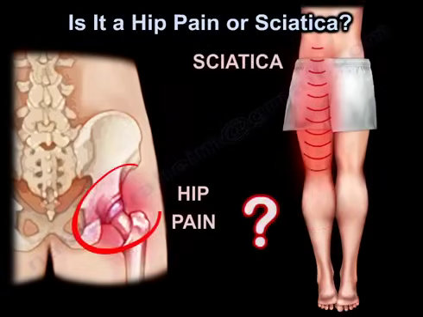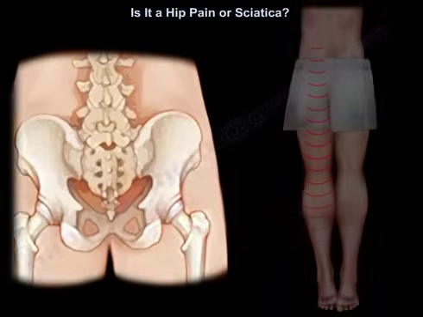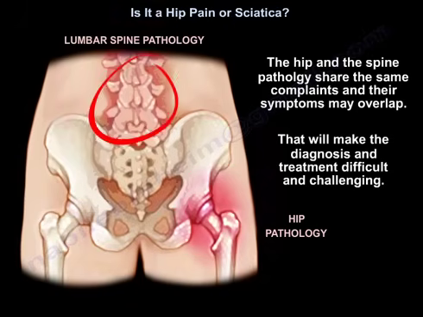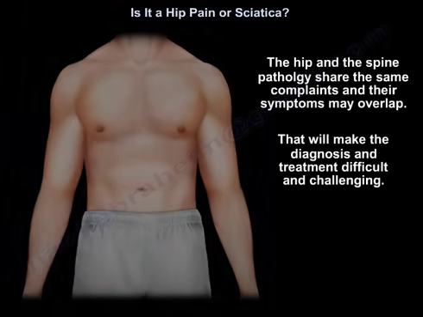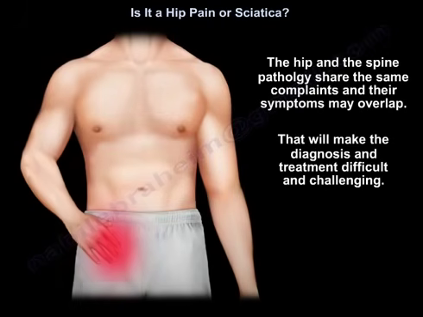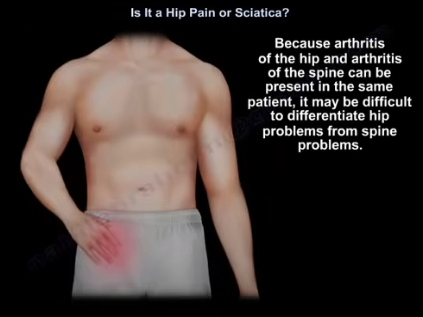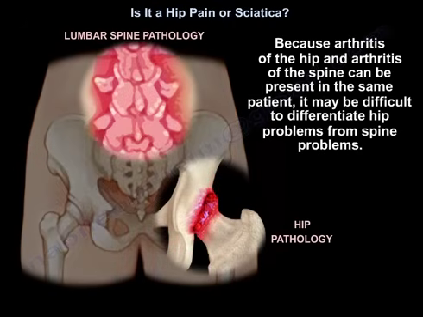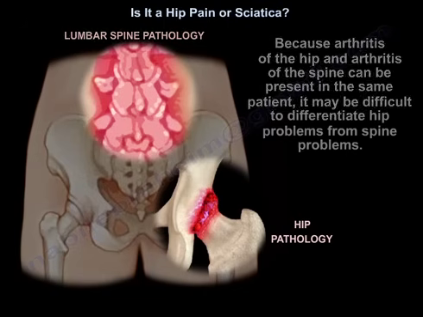Is it hip pain or sciatica? The hip and the spine pathology share the same complaints, and their symptoms may overlap. That will make the diagnosis and treatment difficult and challenging. Because arthritis of the hip and arthritis of the spine can be present in the same patient, it may be difficult to differentiate hip problems from spine problems.